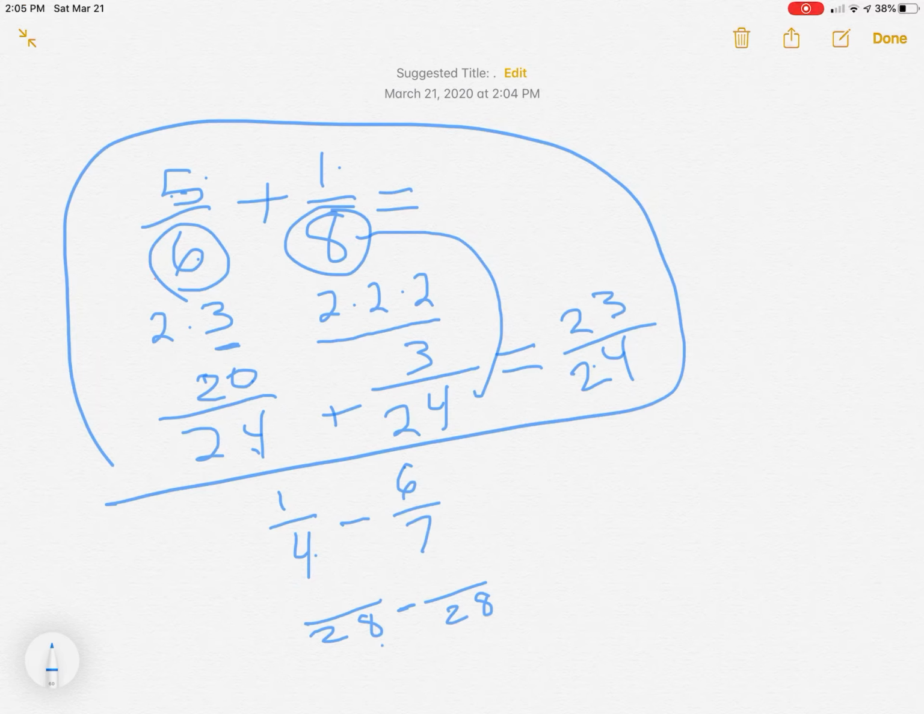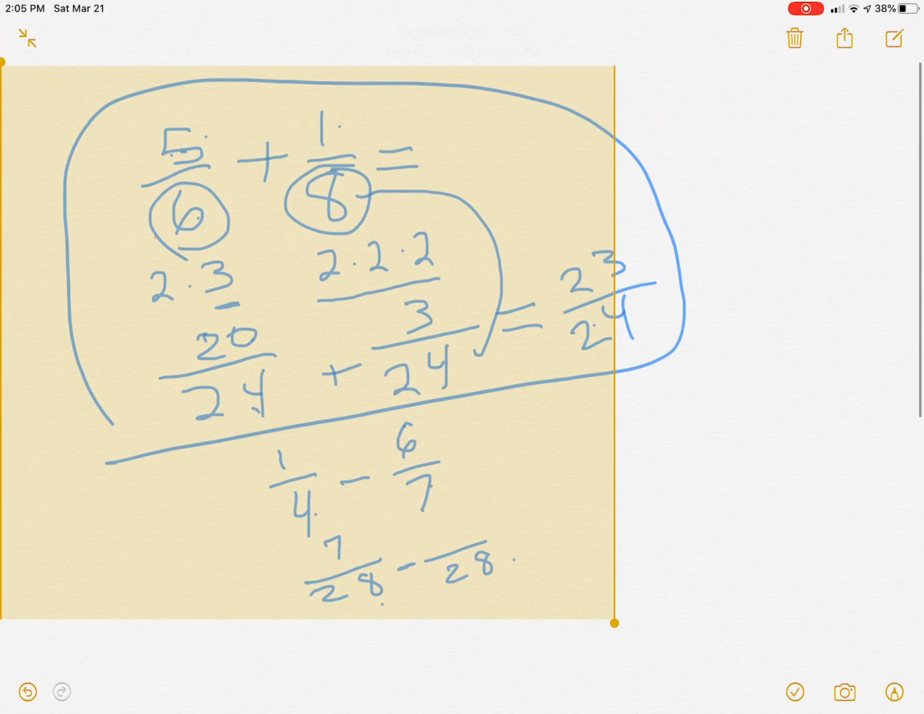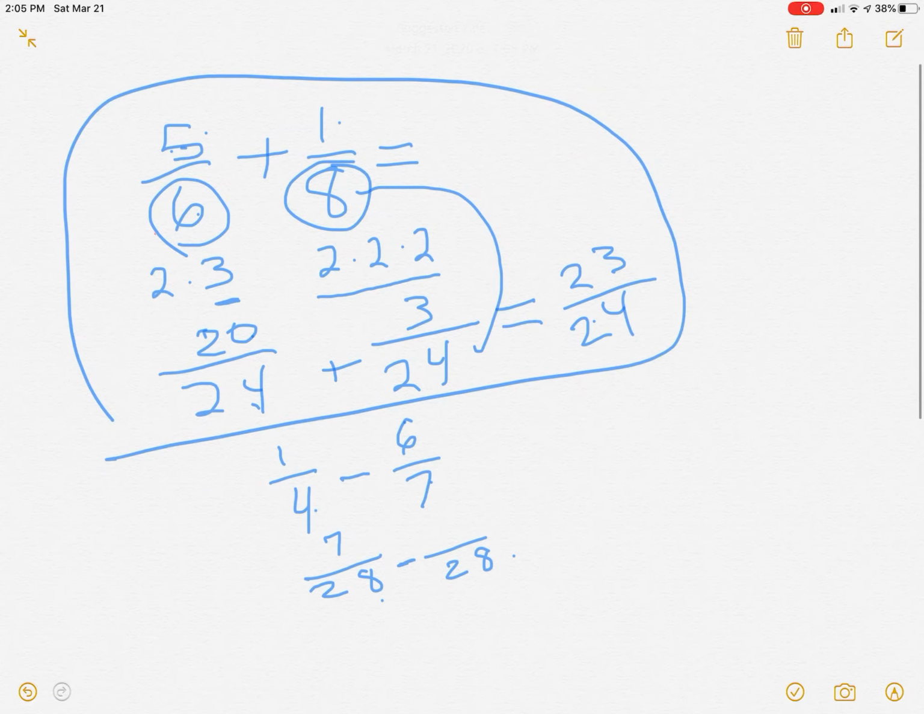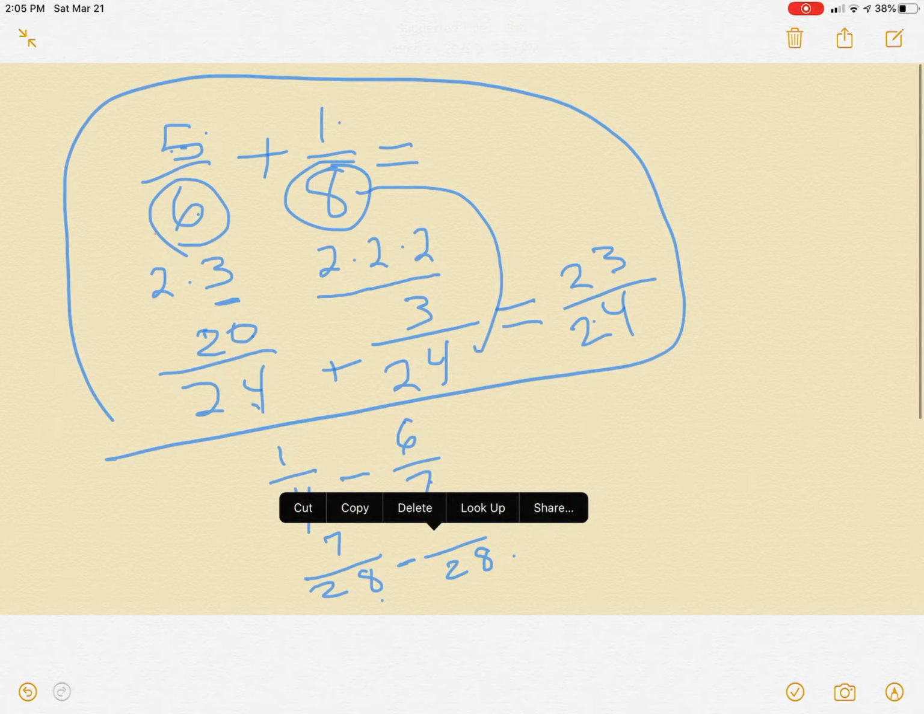4 will go into 28 7 times. 7 times 1 is 7. 7 will go into 28 4 times. 4 times 6 is 24.